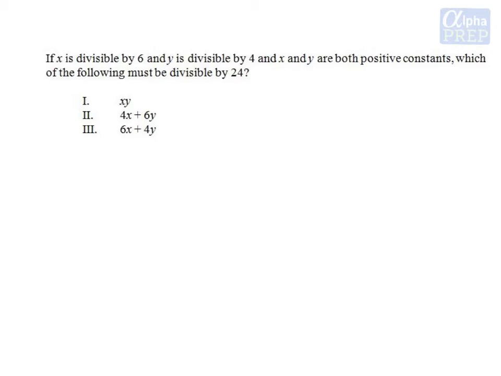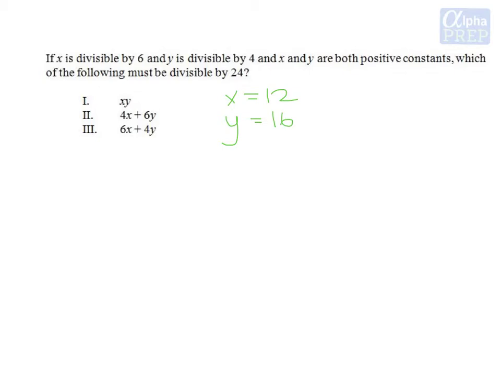Now the other way to do it is simply by picking numbers to plug in. So you have to pick numbers that follow the rules that they specify in this question. So x has to be a number that's divisible by 6. So why don't we call x 12? And y has to be a number that's divisible by 4. So why don't we say that y is 16? Which of the following must be divisible by 24?